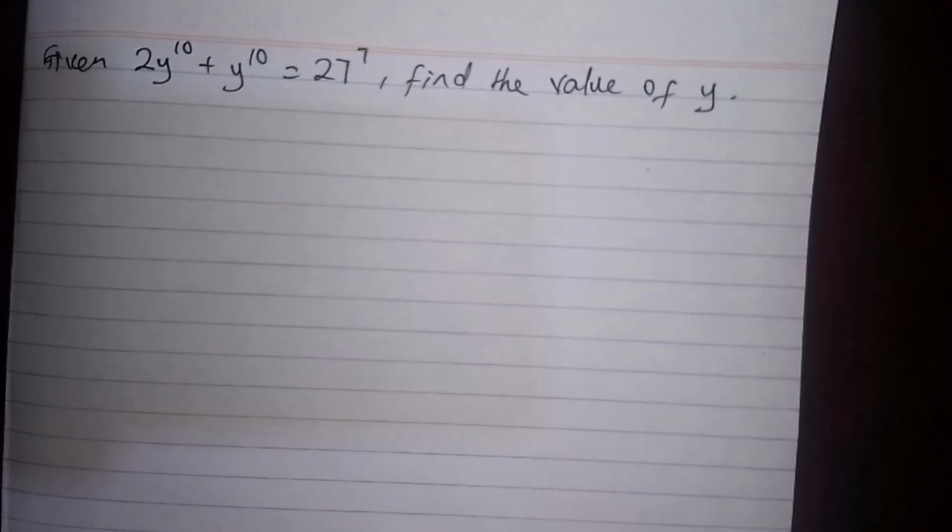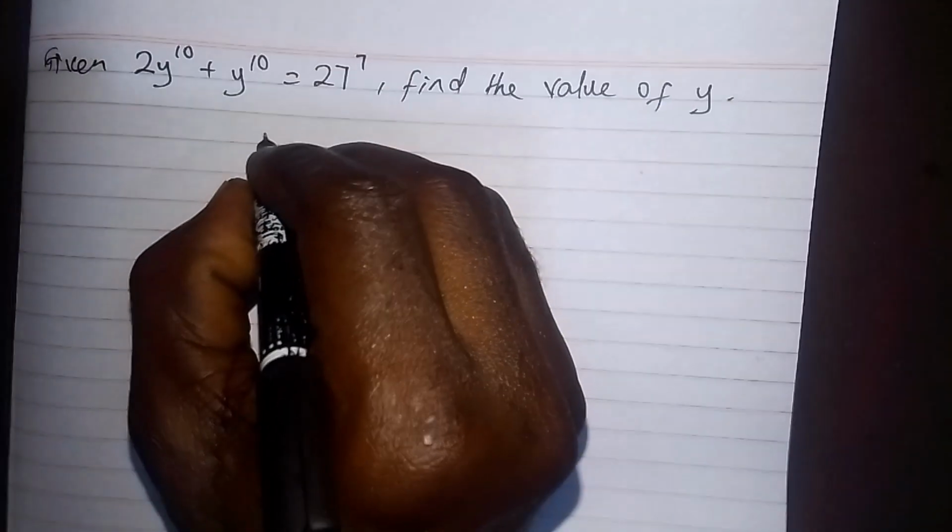Given 2y to the power 10 plus y to the power 10 equals 27 to the power 7, we want to find the value of y. Let's get straight into it.